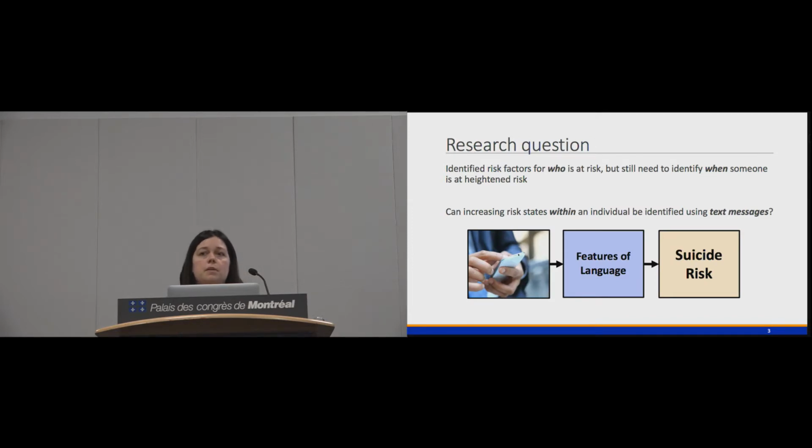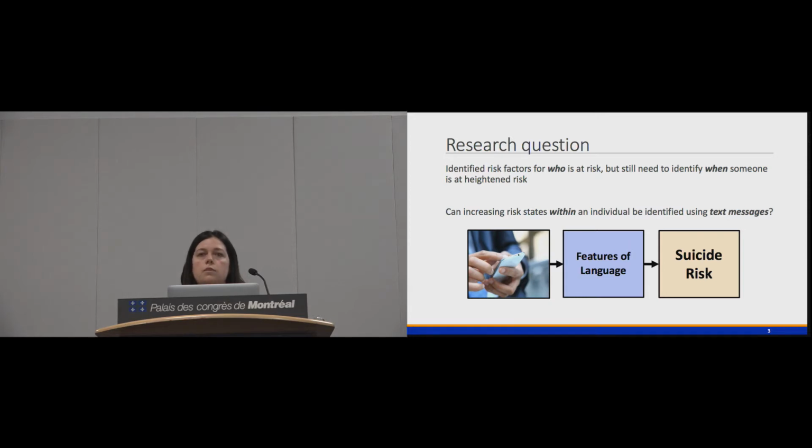As a research community, we have done an excellent job identifying who is at risk, but we're still struggling to identify when someone is most at risk. So that's the premise of our study. We want to know if we can take everyday communications, specifically text messages, and identify increasing risk states within an individual.